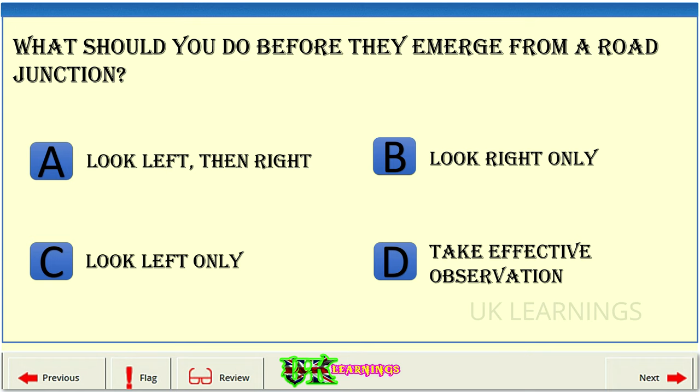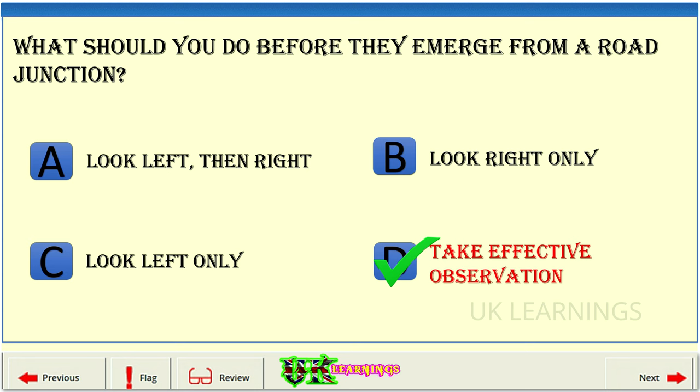What should you do before you emerge from a road junction? A. Look left, then right. B. Look right only. C. Look left only. D. Take effective observation. The correct answer is D.